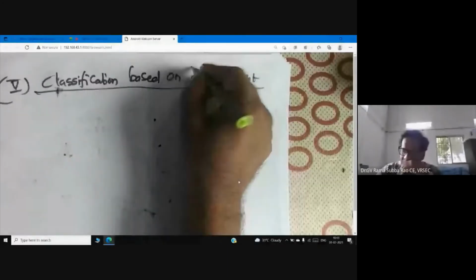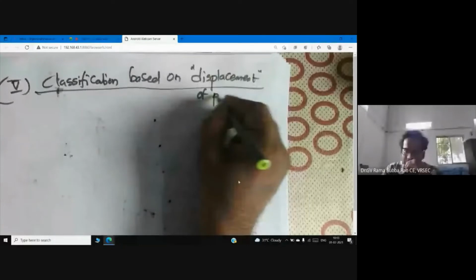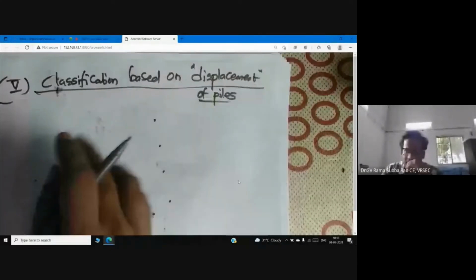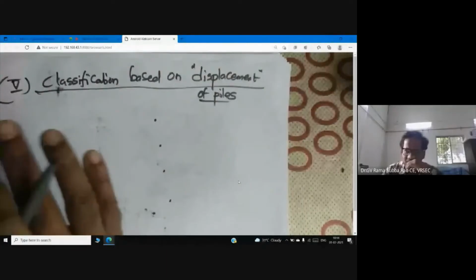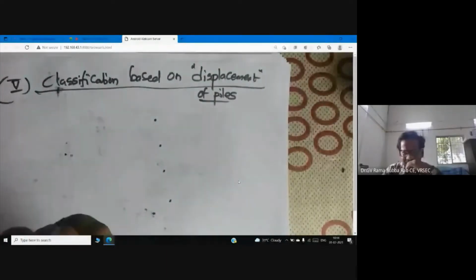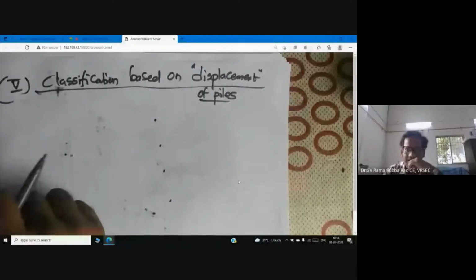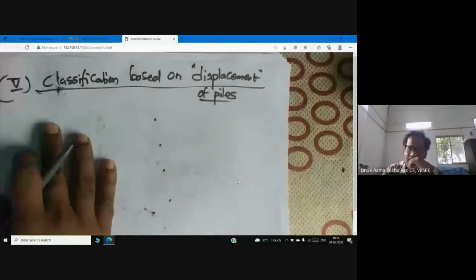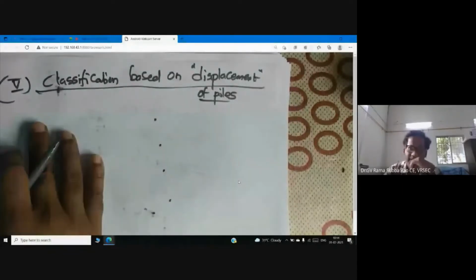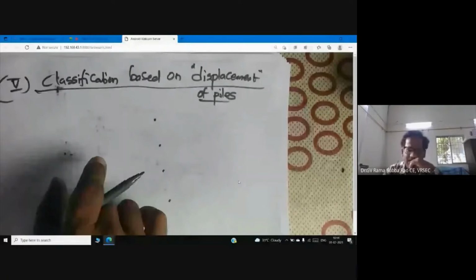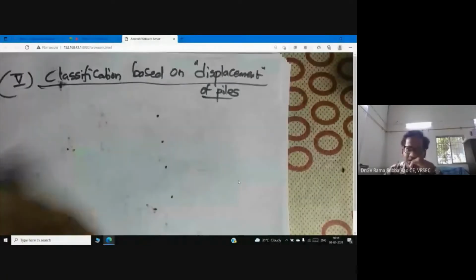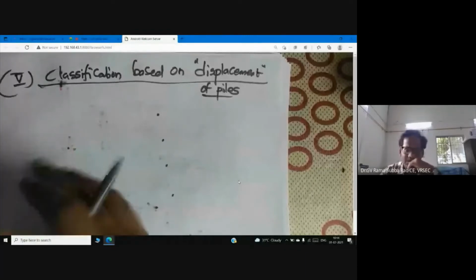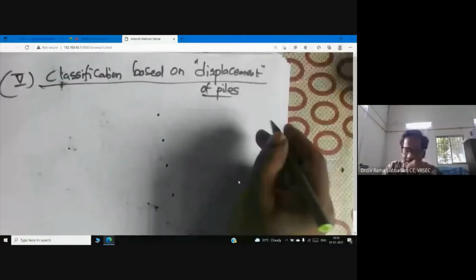So if during construction, I see I'm a bit reluctant to use that word construction. You might have observed construction and installation. చూసారా, నాకే ఒక డైలమా వచ్చేసింది. Because the word installation is apt for driven pile, the word construction is apt for bored pile. So try to understand. There is some glitch, but with understanding we can overcome it. So classification based on displacement of pile. So first one is displacement pile. Second one is non-displacement pile.